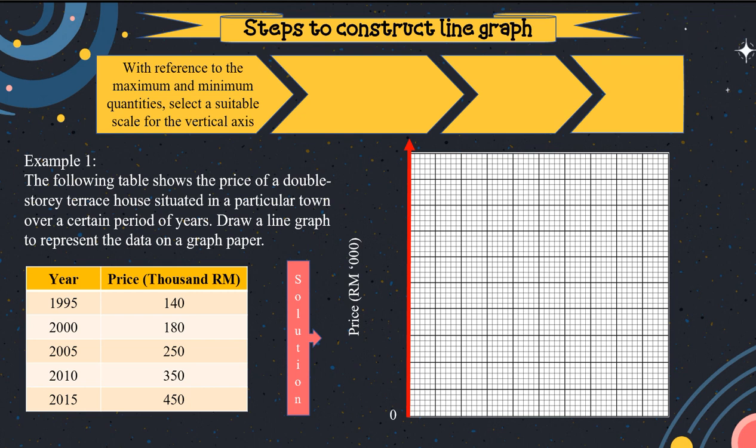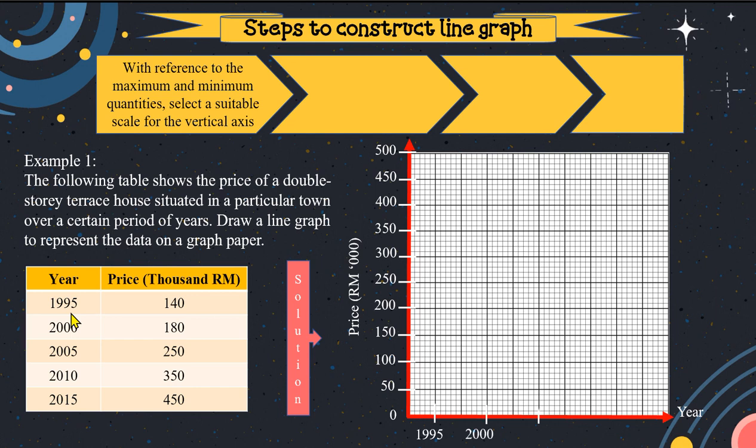We start with 0, so we can continue with 50, 100, 150, and so on until 500. So that means all the prices are included in this scale. And then for the horizontal scale here, this is the year. For the line graph, usually we use the period of time for the horizontal scale. So here we have 1995, 2000 until 2015.